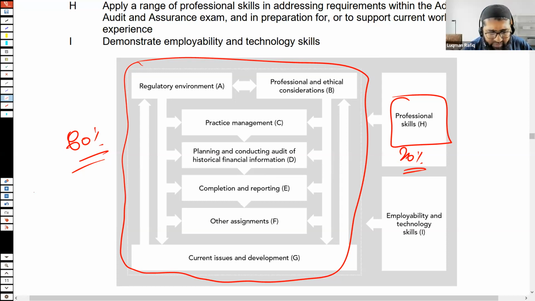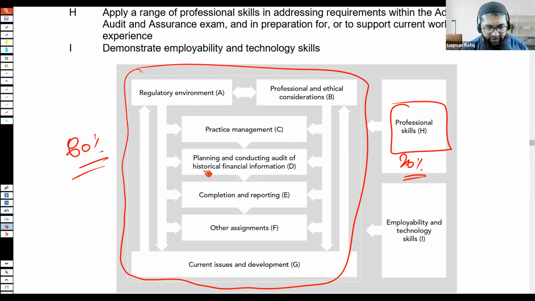Now, I'm going to come back to these professional skills. But before that, I would like to have a discussion about these specific areas, what exactly these specific areas are.